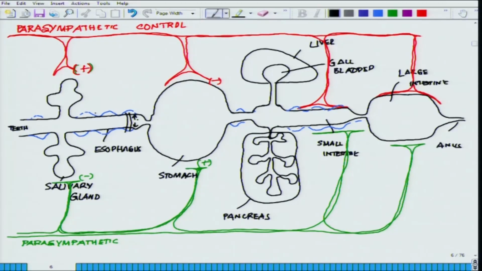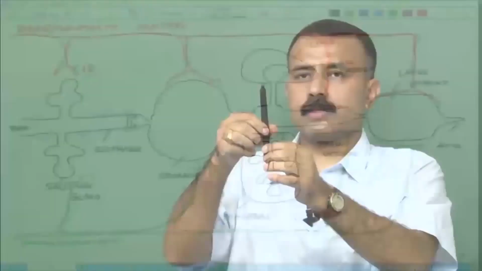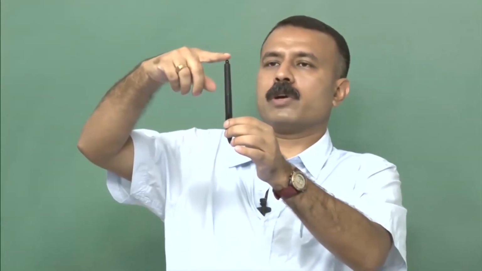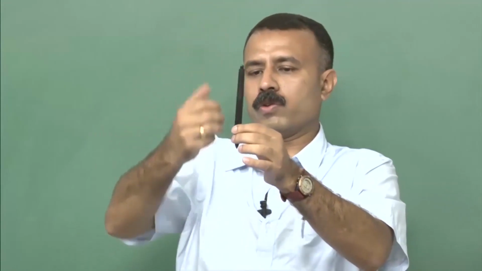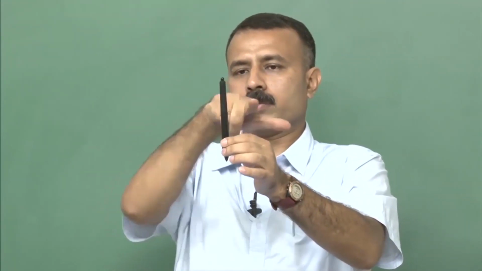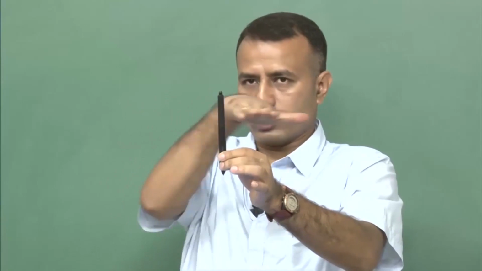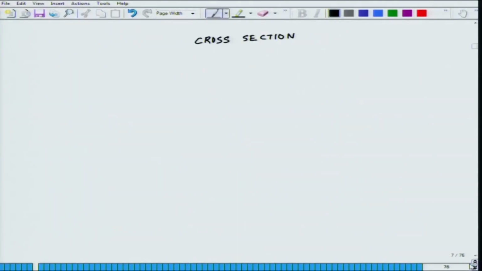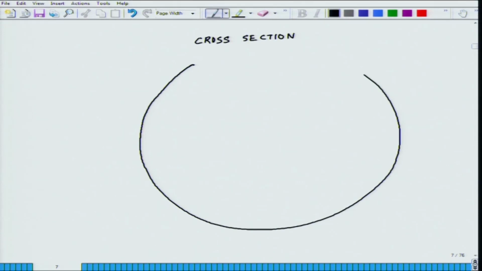So, if I have the tube like this and I cut it like this. This is the tube, say for example, this is the top part of the tube from where the food is traveling down all the way, and this is the anus. So, I am cutting the tube in a cross section like this, and this is what I am going to show you. This is how the cross section looks.